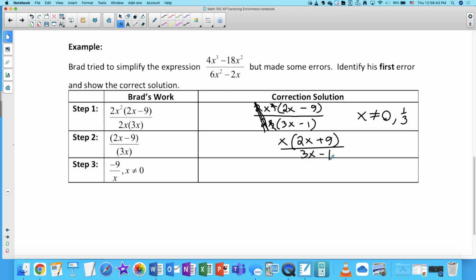And someone pointed out to me that in the key, I forgot to write the denominator in. There we go. 2x minus 9. Oh, minus. Thank you. Okay? So, is it 2x? Yeah, okay.